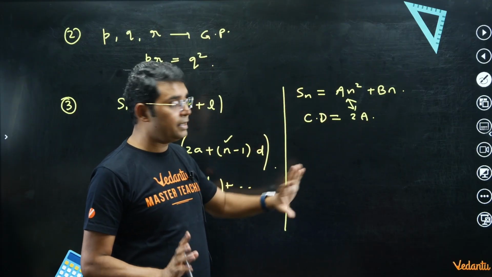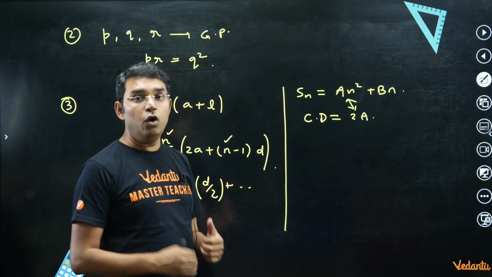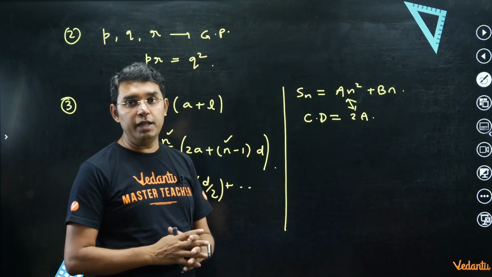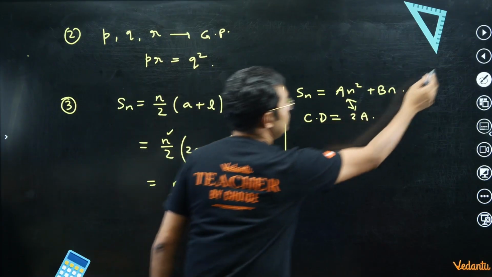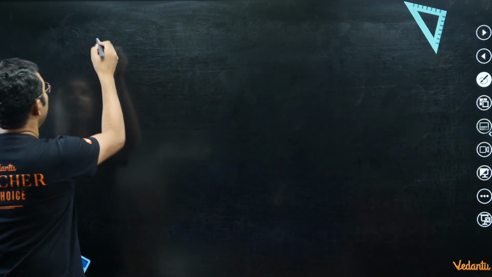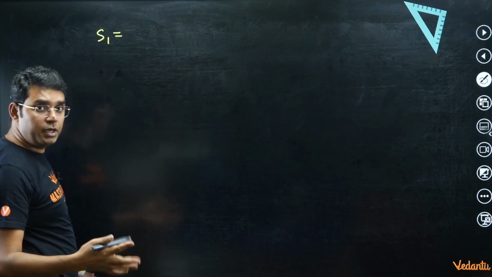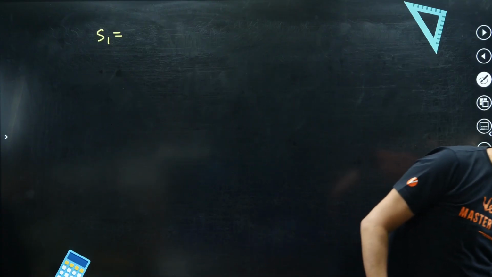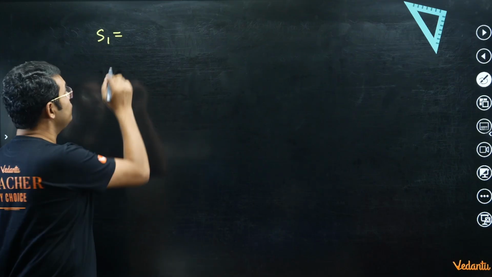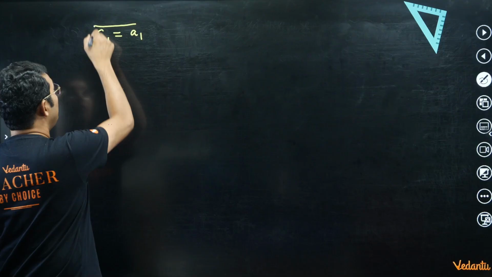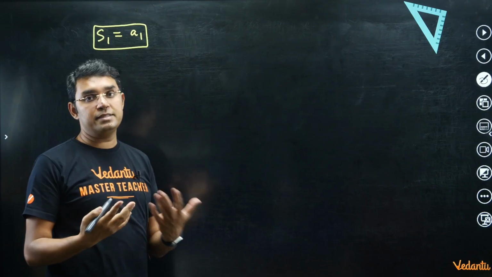So this is something that I would like you to remember for sure for any question of sum of AP you are dealing with. One more thing, and that is, if there is a question based on sum of n terms, then sum of one term will always be equal to A1. Sum of one term will always be A1. You can use this fact to make some equation.